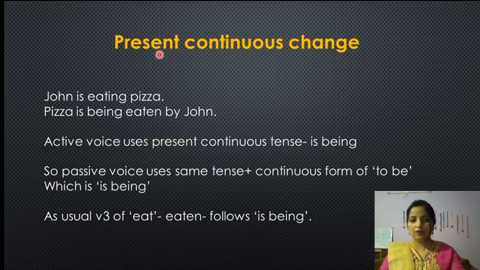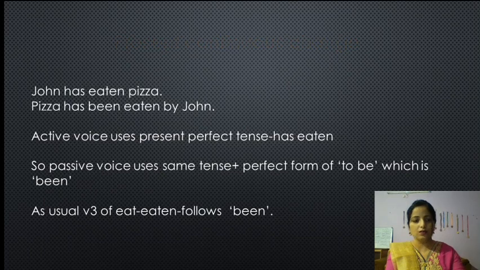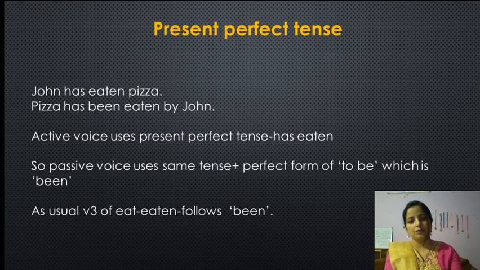So the tense we have covered here is present continuous tense. Okay. Previously we have done simple present tense, present continuous. Now what we have here is present perfect. Something which is completed. The action is complete. That is known as present perfect. John has eaten pizza, meaning pizza is over. Pizza has been eaten by John. So first sentence active, second sentence passive.